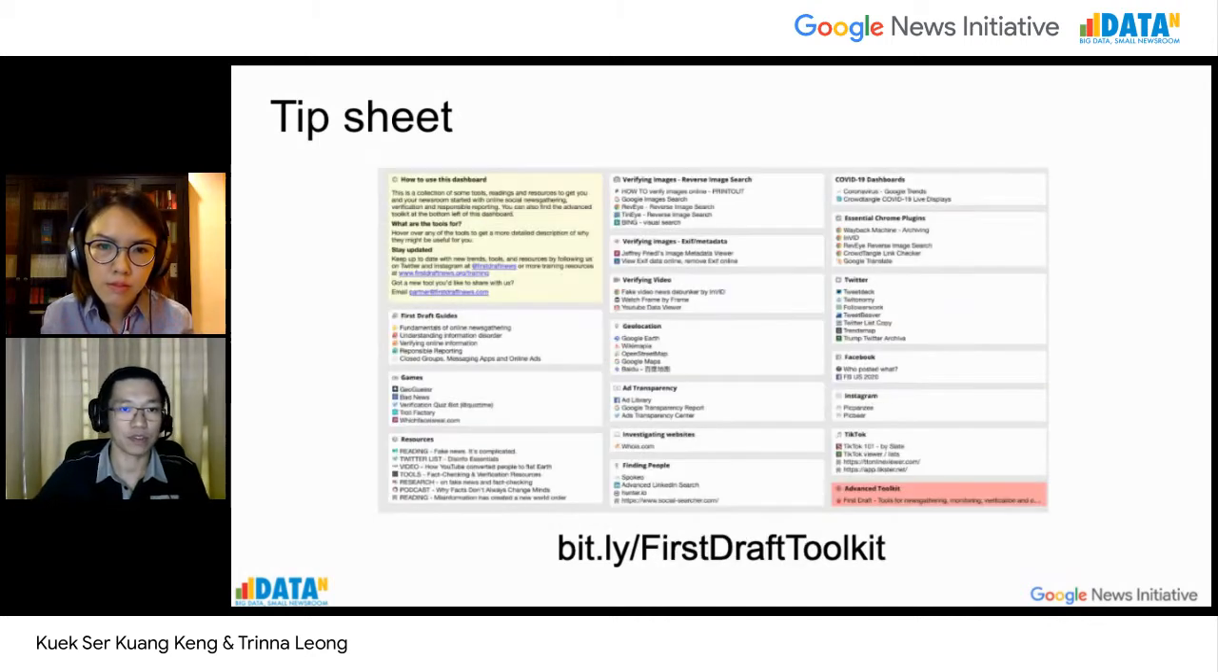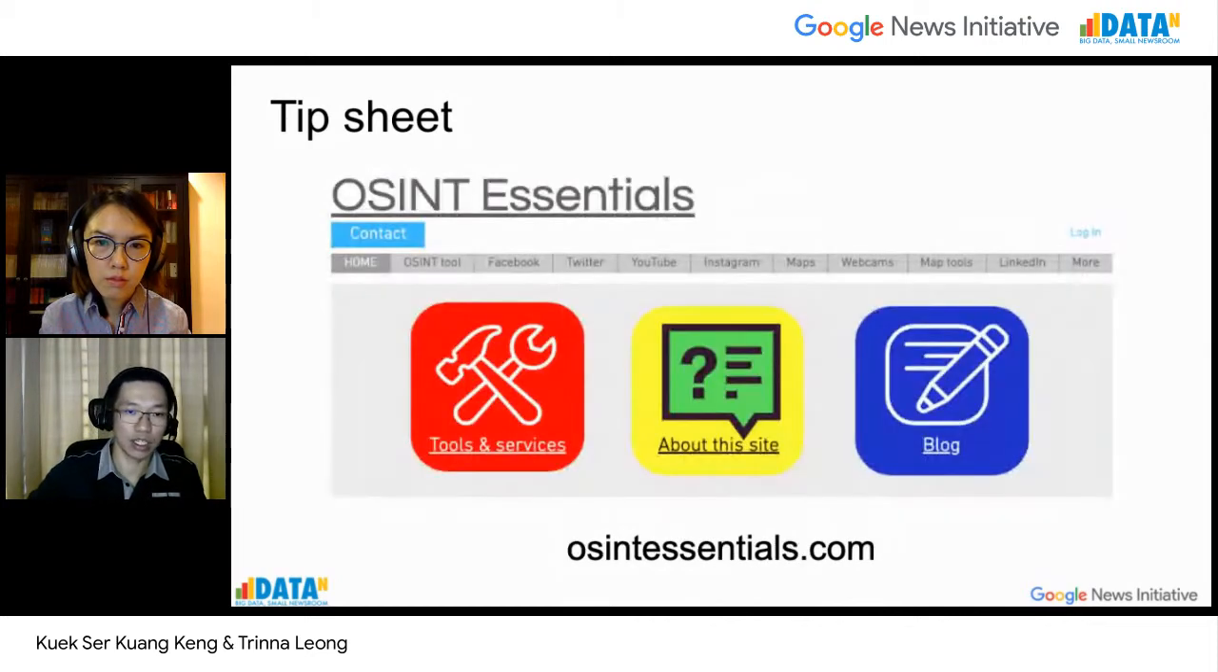Second one. This is another tip sheet from First Draft. As mentioned by Trina just now, First Draft is an organization based in the US. They do trainings, not just trainings, but also research on misinformation. So their tip sheet is a list of tools that can help you to do fact checking, right? The URL is bit.ly/firstdraft toolkit, right? So take a picture or take a screen cap. 1, 2, 3. Next one.